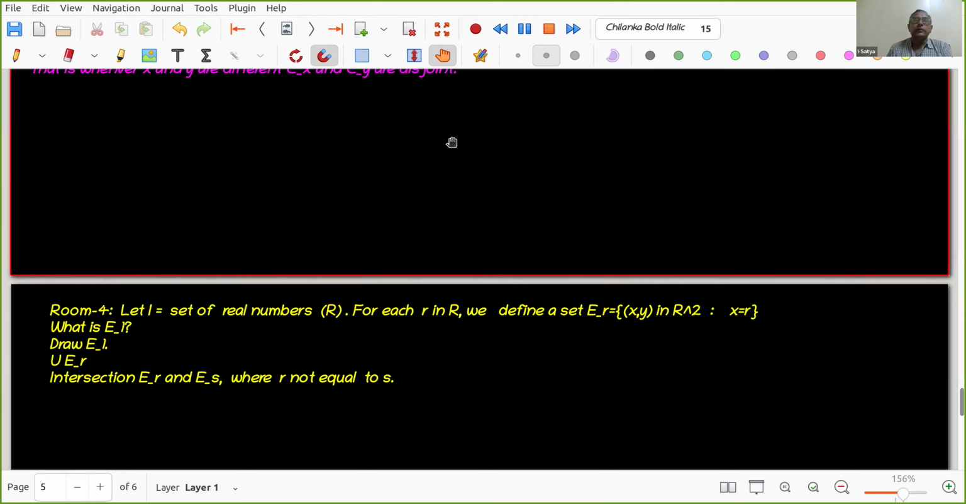You have to ask such questions. What is E2? It is all ordered pairs such that x equals 2. What is that set geometrically? Can you draw that? Draw them. What is their union? What is their intersection? You also have to prove this. Is the question clear or are there doubts?